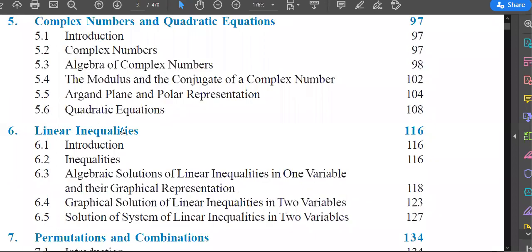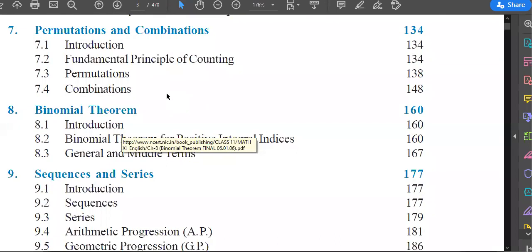Permutation combination we will again study. Or we have covered permutation combination? Message me, I forgot actually. Have we covered permutation combination this year? Last year only, na? Not this year? Okay. So we will cover this permutation combination also this year. Then we will cover this binomial theorem, sequence and series.